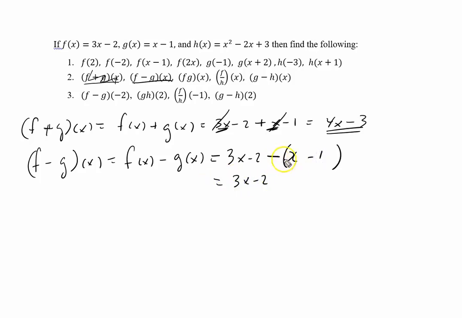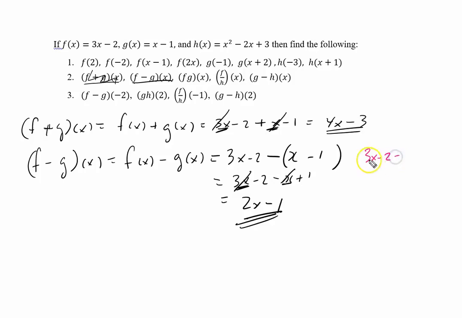So now I'm going to distribute this negative sign through, so it's minus x plus 1. And then I have 3x minus x is 2x, and negative 2 plus 1 is negative 1. And that's my answer. Now, a lot of students just forget to distribute the negative sign or apply it to the whole thing because they don't take the precaution of putting that in parentheses.